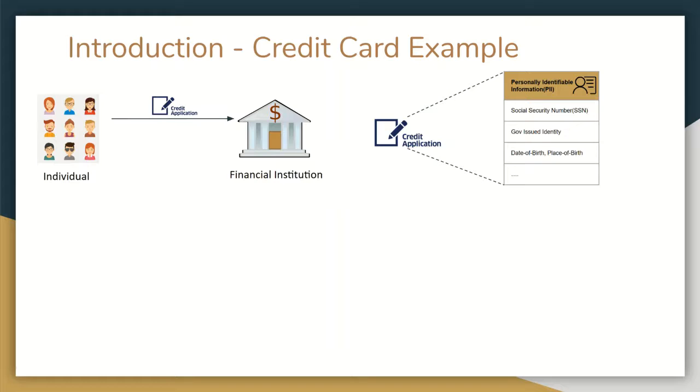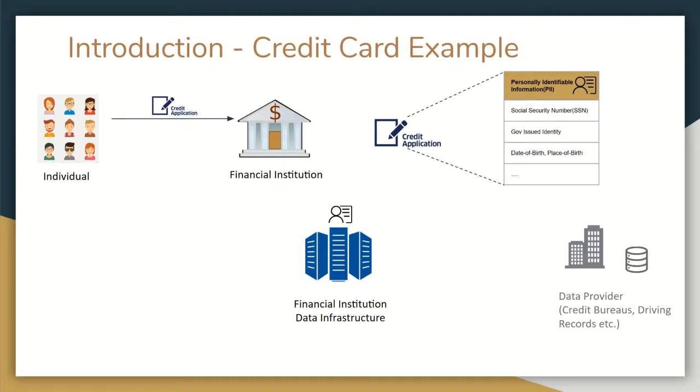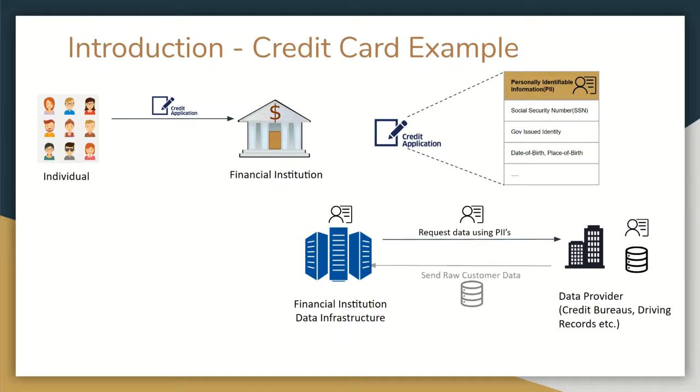And so within a specific credit card application, some of the information that might be asked of us includes social security numbers, as well as government issued identities and other information that is related and tied to our identities. And so what happens right now is that banks and their infrastructures will reach out to data providers in order to verify this information. So they will request our data using our PIIs, and the data providers will then use those PIIs to send the respective customer data back to the infrastructure.